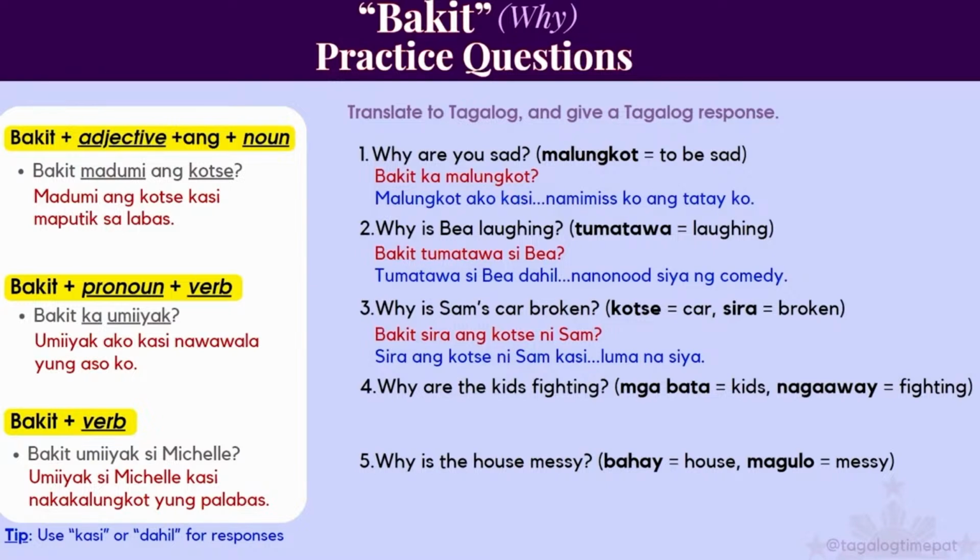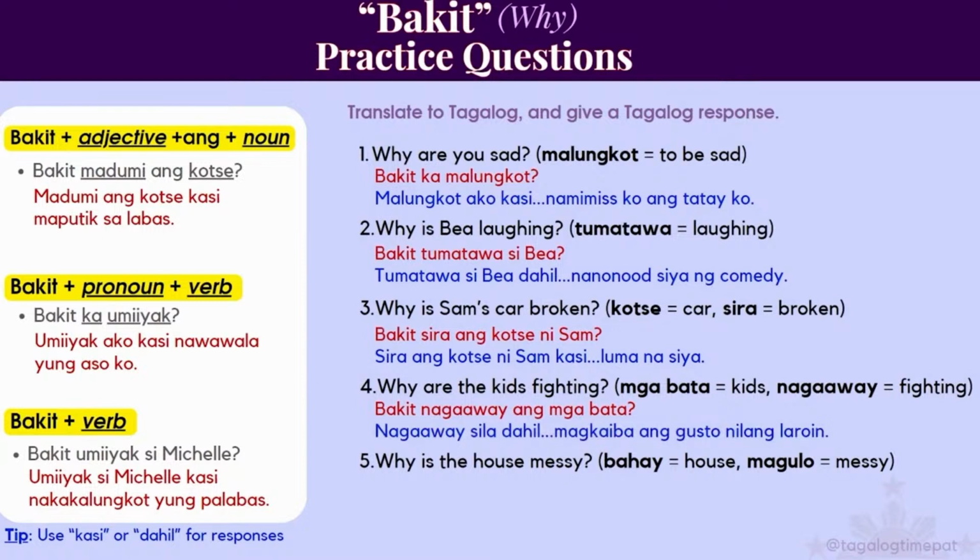Next, why are the kids fighting? Mga bata is kids, nag-aaway is fighting. Bakit nag-aaway ang mga bata? So there's bakit and then there's a verb. So there's rule number 3. Bakit plus a verb. Bakit nag-aaway ang mga bata? Why are the kids fighting?